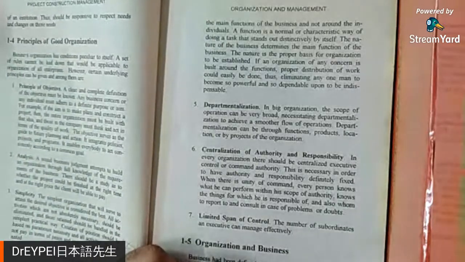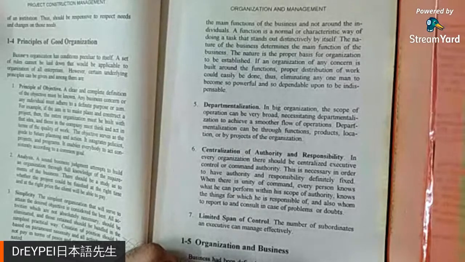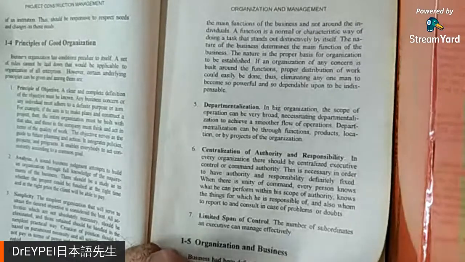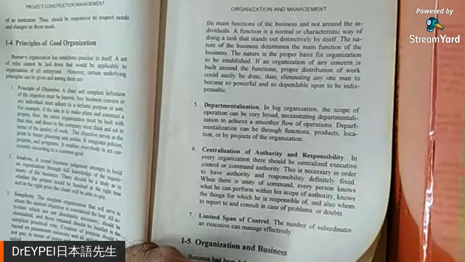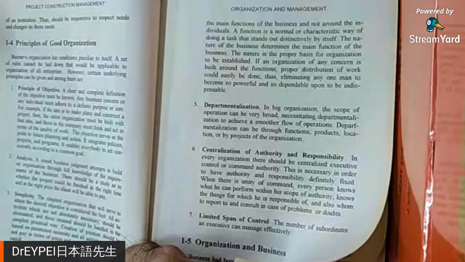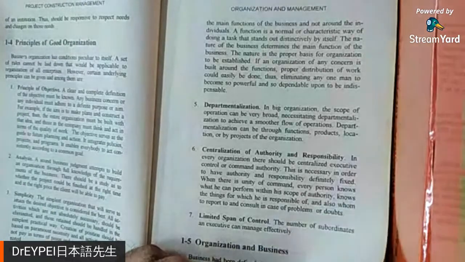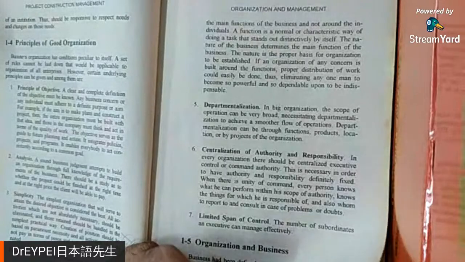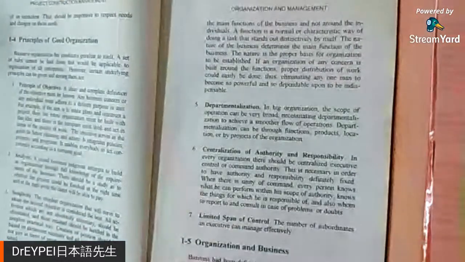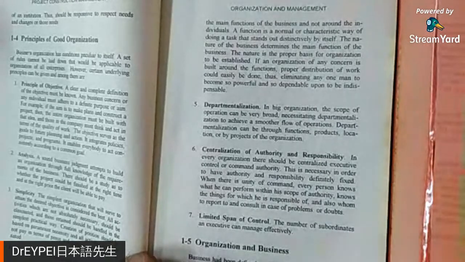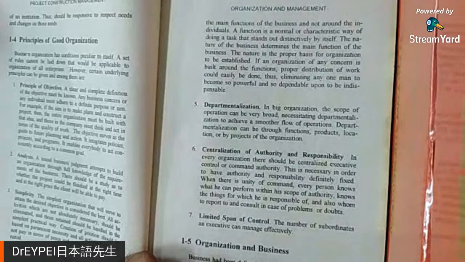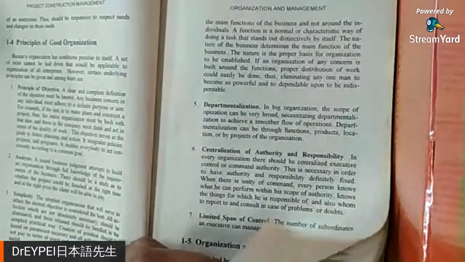Centralization of authority. That's why they are clearly shown in the organizational chart how the lowest level person would be able to know the mandate given to him by the highest authority. It will go through several layers, then finally to his or her immediate superior and to himself. Okay? Number seven, limited span of control. The number of subordinates an executive can manage effectively. So it will depend on each individual.